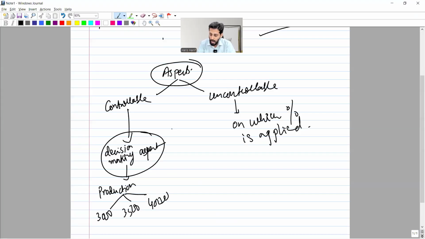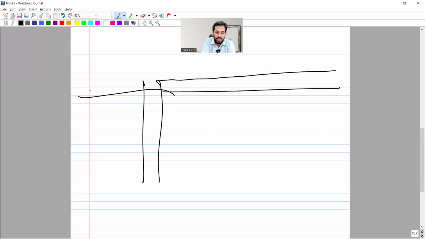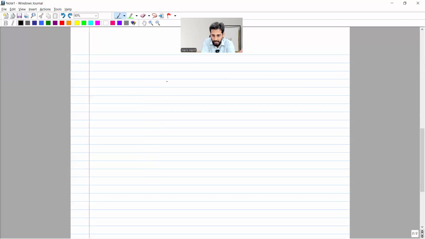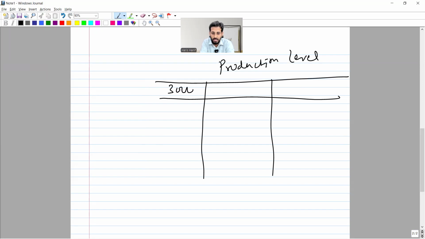Congratulations. Now, how to construct the payoff table? Whatever your controllable aspect is, you need to write it here that way. A payoff table looks like that, right? So what's the controllable factor? This is my production level, either 3,000, 3,500 or 4,000. Whenever you have identified your controllable point, you must draw the payoff table that way.